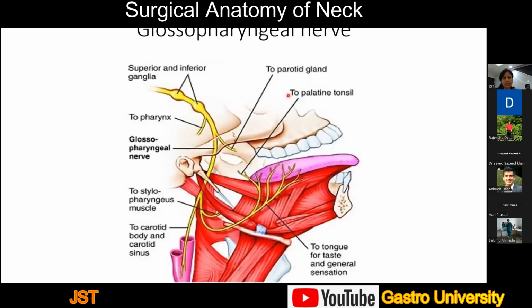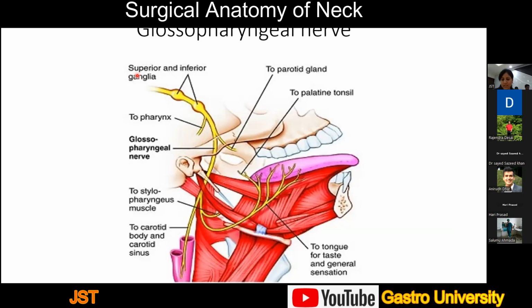Now, let's look at the glossopharyngeal nerve. The glossopharyngeal nerve is the 9th nerve. And if you remember, when we talked about the embryology, it is the nerve of the 3rd branchial arch. Now, glossopharyngeal is very commonly known as the nerve of economy. Why? Because the poor thing is just making the ends meet.